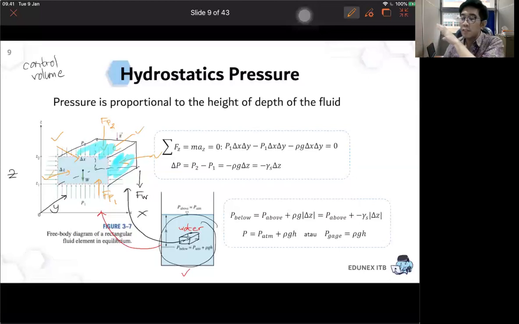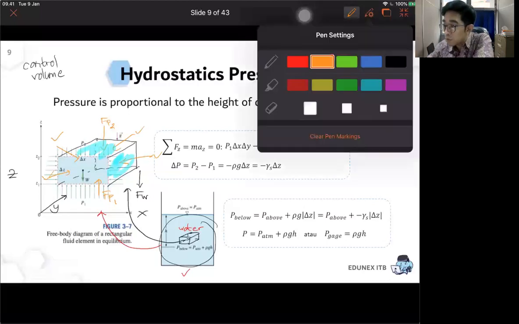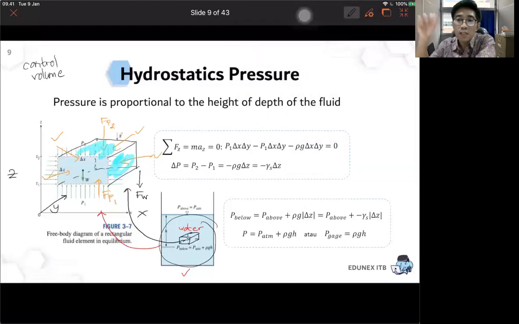Because the pressure is the same, and the area is also the same, they cancel out each other. So the pressure in the horizontal direction, on each of the four sides of the box, cancels each other. Okay, now we just need to focus on the vertical direction of the force.